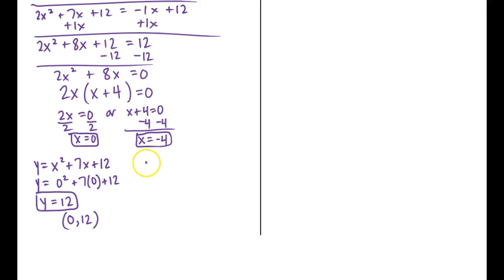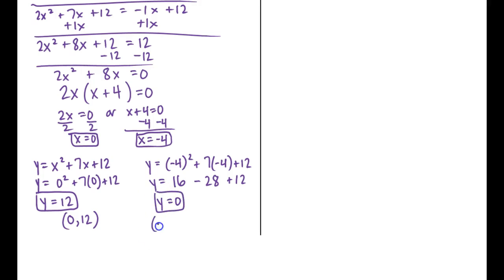Now I'm going to plug in negative 4 for the x and see what we get. So we have positive 16, minus 28, and plus 12. And when I add and subtract there, I get 0. So that means my other intersection point is at the coordinate (-4, 0). So those would be the solutions.